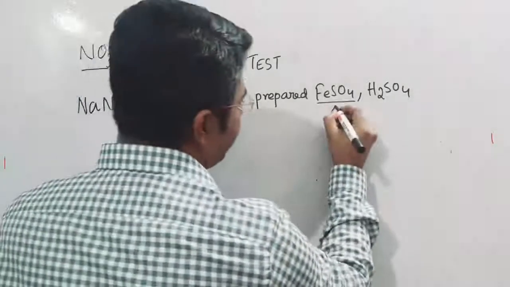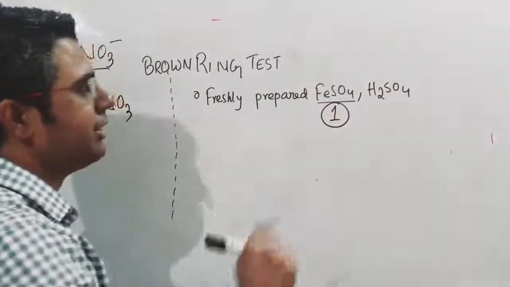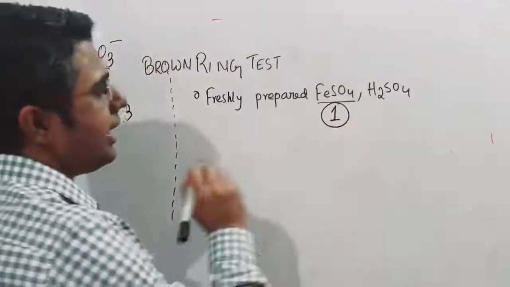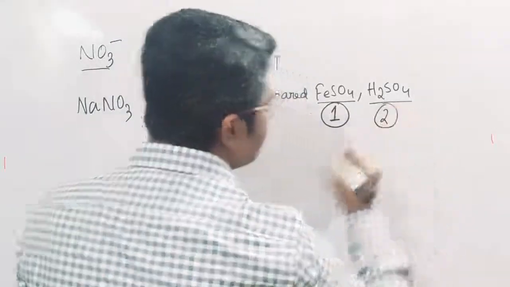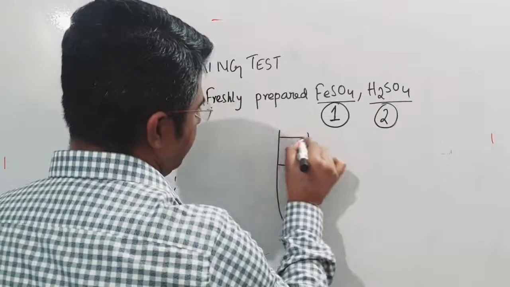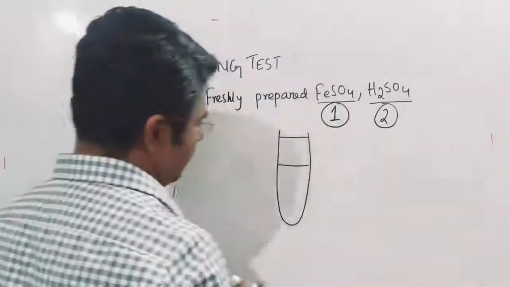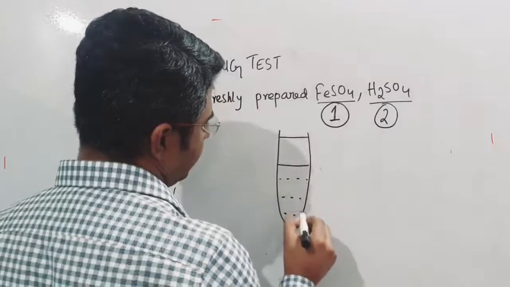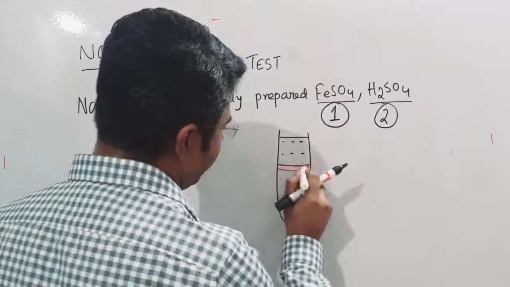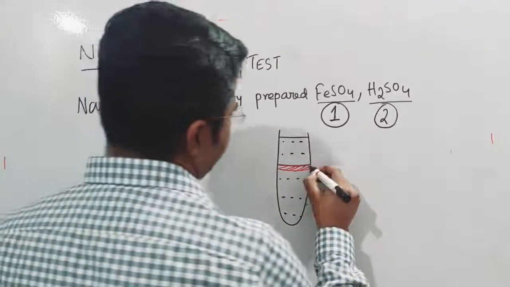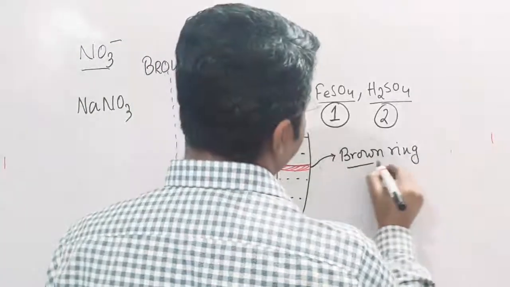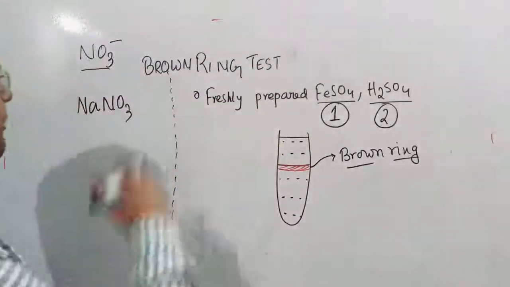This is number 1. So write here 1. How will you remember it? That is very important. Number 1 is, to the salt solution you add this ferrous sulfate. And after that, drop by drop, number 2, you add this. There will be 2 layers formed like this, one layer like this and one layer like this, and in between them a ring will be formed, and this ring will be of brown color. This is called the brown ring, and hence the name brown ring test.